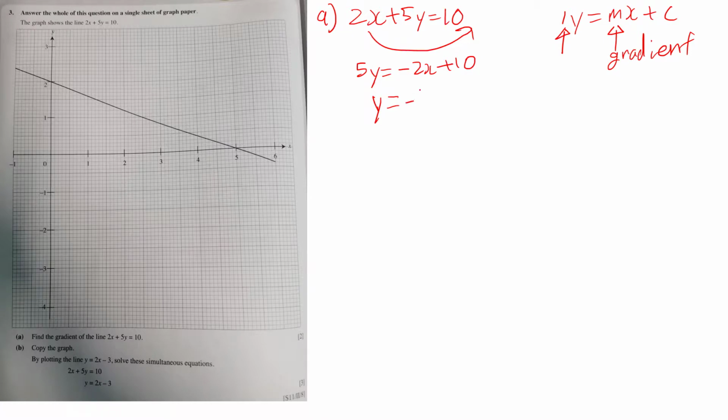So y is equal to, the whole thing I divide by 5. So negative 2 over 5 x plus 10 divided by 5 will give me 2. Let me just erase away, so you can see what is your m. So the gradient will be negative 2 over 5. So this one is the gradient.